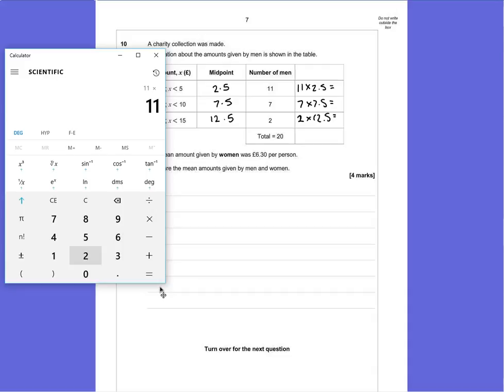11 multiplied by 2.5 gives us 27.5. So there's £27.50 in the first group. 7 multiplied by 7.5 is 52.5, so £52.50. And 2 multiplied by 12.5 should give us 25. Add those three numbers together will tell you how much money the men made altogether. In this case, £105.